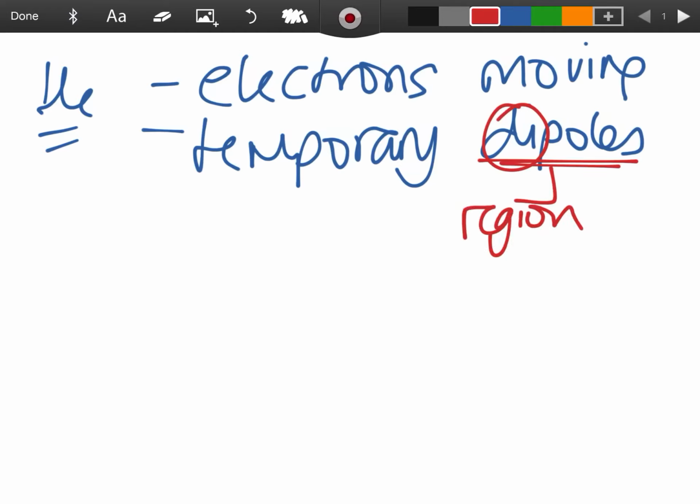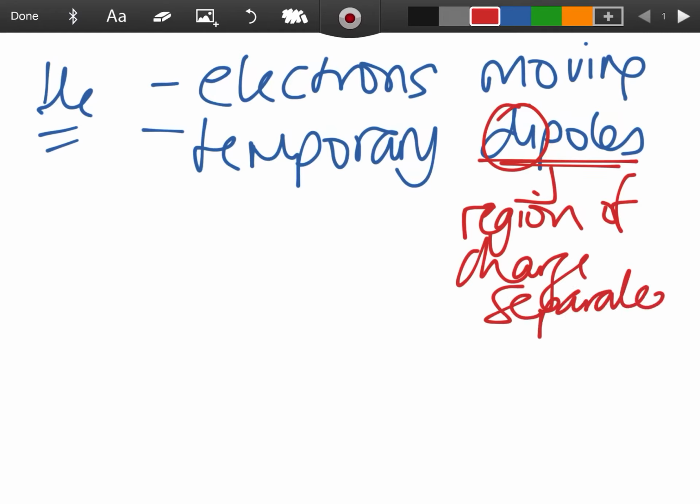Now, a di implies two, doesn't it? And pole is a region, if you like. So a dipole implies that you have a region of charge separated by some distance. If the charge was in the same place, it would cancel out. So dipole is a region of charge separated by some distance.